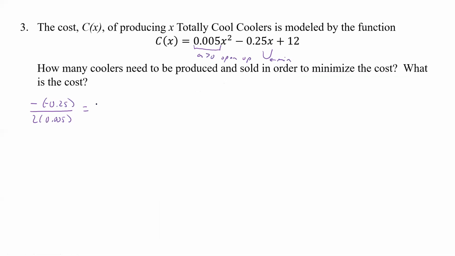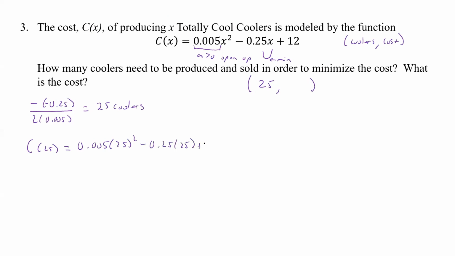All right, so 25 coolers. And so we have 25 comma, and remember it was coolers comma cost is how our function is set up here, because x is number of coolers and then y is c of x, which is cost, and so it's coolers comma cost. So now we need to find c of 25, and so it's 0.005 times 25 squared minus 0.25 times 25, then plus 12, and plug that into our calculator, and we'll put it to the nearest penny.